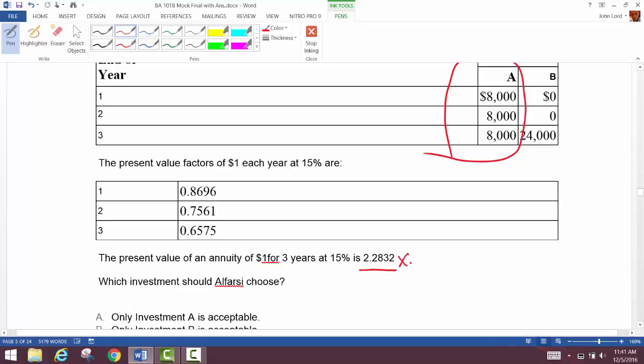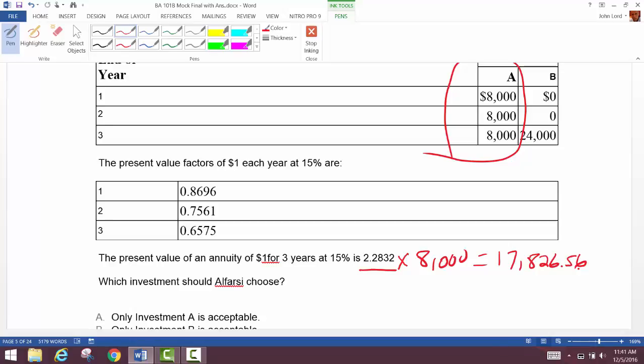So if I want to know the present value of Project A, I do what? I take 2.2832 and I multiply that times 8,000, and when I do, that gives me $17,826.56. Okay, and then what? Then I go ahead and I start to look at the present value for B.